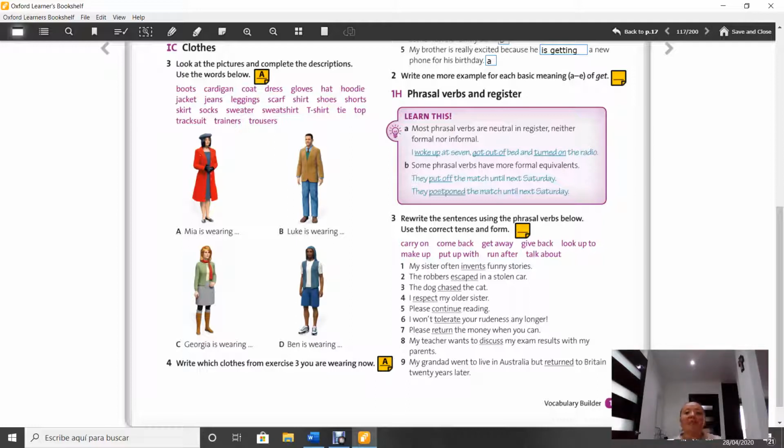So it says, my sister often invents funny stories. You have to look for the phrasal verb that you have here that has the same meaning as invent. And you have to write the phrasal verb in the correct tense. Okay, so you have a few minutes to answer this exercise and then you can check it. We can check it together, okay?